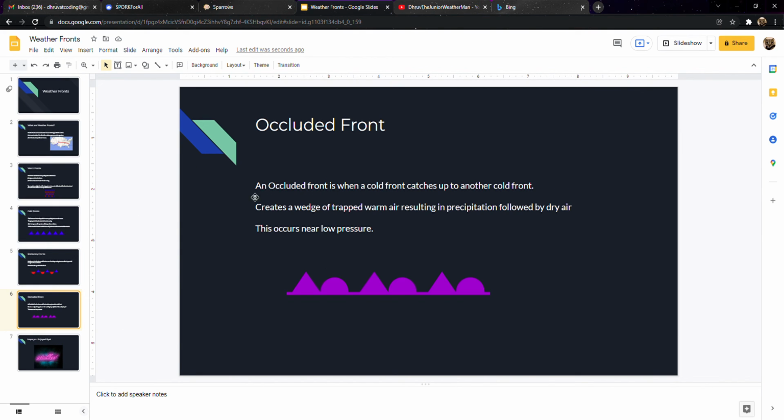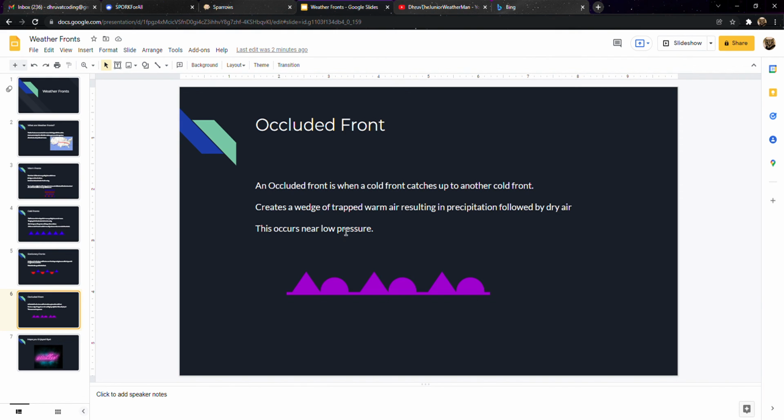Occluded front. An occluded front is sort of like the opposite of a stationary front. So an occluded front is when a cold front catches up to another cold front. It creates a wedge of trapped warm air, resulting in precipitation followed by dry air. This occurs near low pressure.